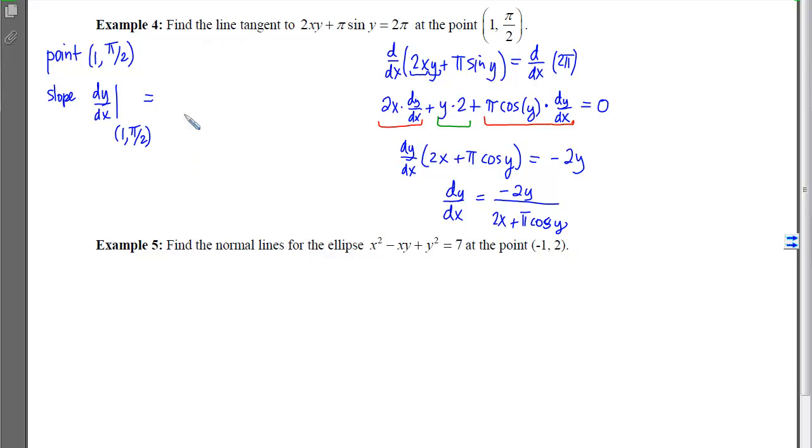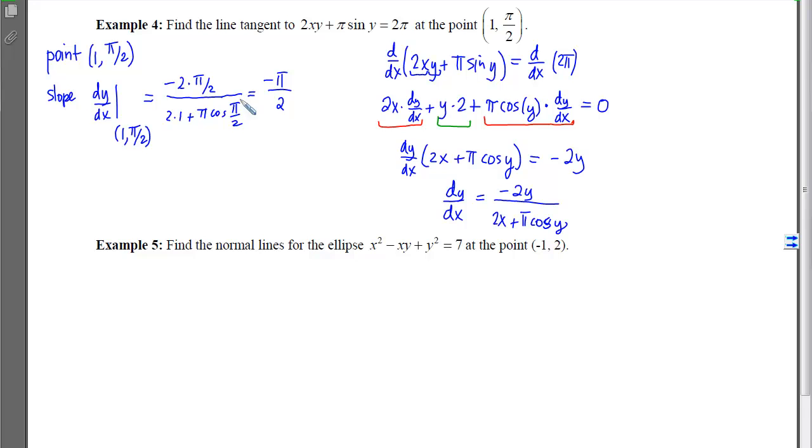So remember, the goal is to find the tangent line. I've got the point. I have dy dx. I now need to evaluate that dy dx at the point. So I'll have a negative 2 times y, which in this point is pi over 2. And then on the bottom, I have a 2 times an x, which is 1, plus pi times the cosine of the y-coordinate, which is pi over 2. Well, cosine of pi over 2 is 0, times pi is still 0, plus 2, I'm going to have a 2 on the bottom. And on the top, these 2's will cancel, and I get a negative pi.